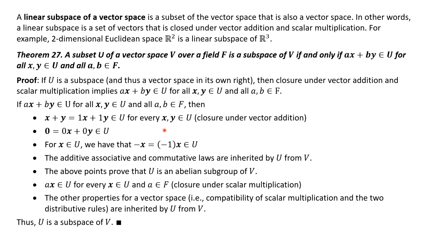Okay, so what this comes down to is we don't normally need to check all of these axioms. If we can just show that any linear combination of elements in some subset U of a vector space V is also in U, then we have that U is a subspace of V. In other words, it's a vector space in its own right.